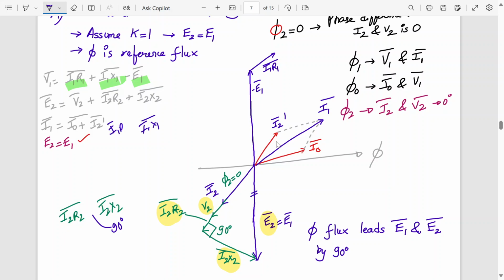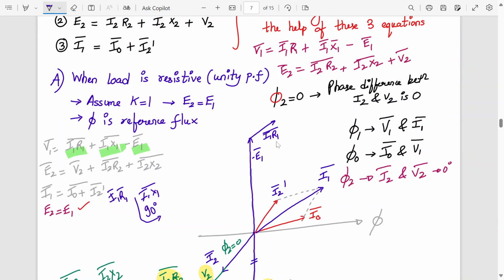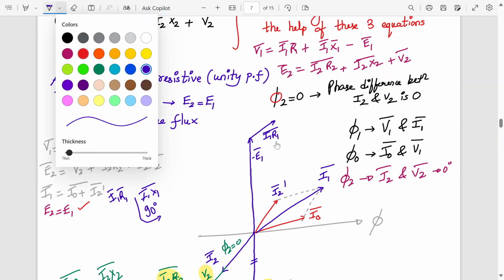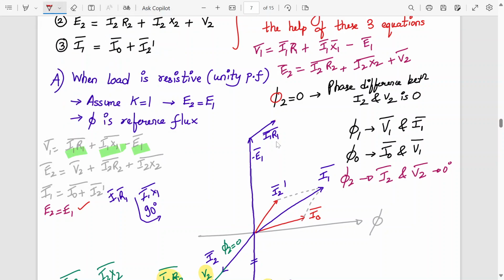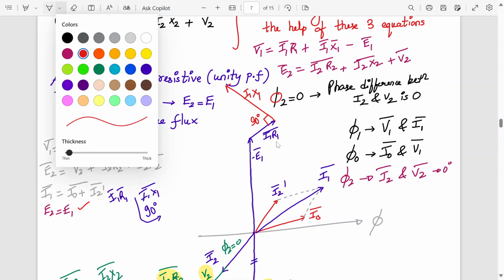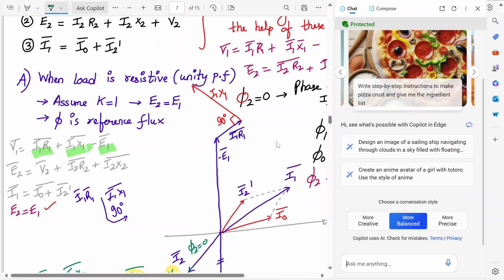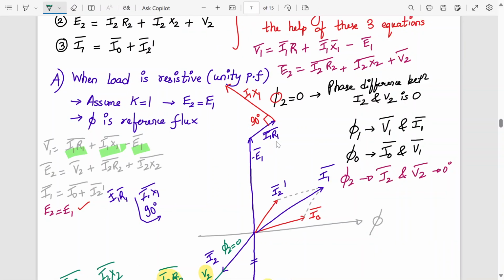What is the relation between I1 R1 and I1 X1? 90 degree, right? Yes or no? So I'll take a line and draw a 90-degree line, dropping a perpendicular at 90 degree like this. So this is 90 degree. This is I1 X1. Okay, yes. And then where will your V1 come now?